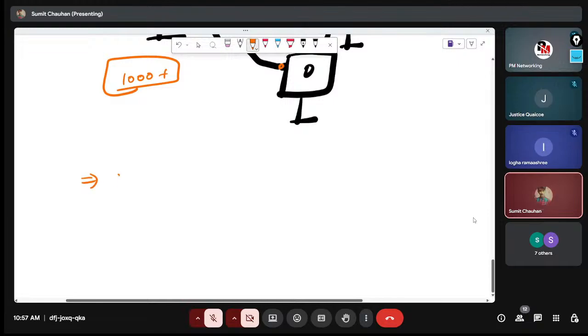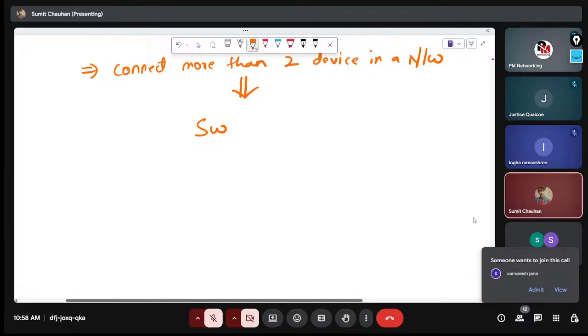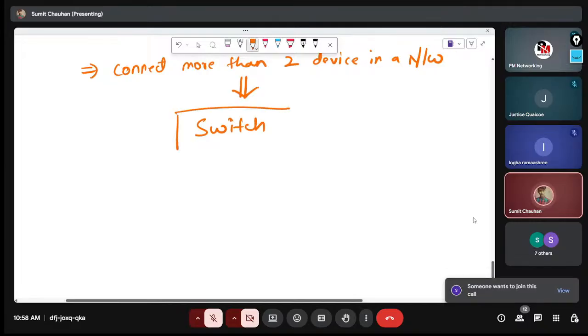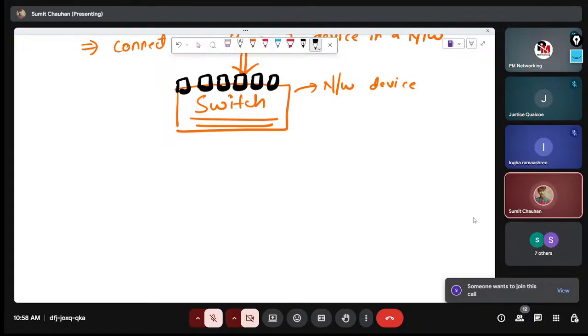Now the problem was what? I need to connect more than two devices in a network. So what we developed, we developed a switch. We developed a device that is known as switch. So switch was a device. Switch is a networking device, guys, that has multiple LAN ports in it.